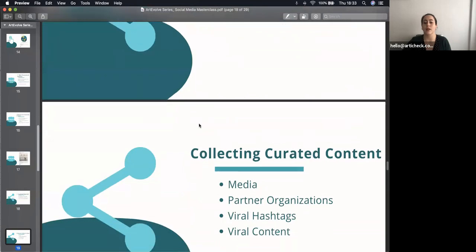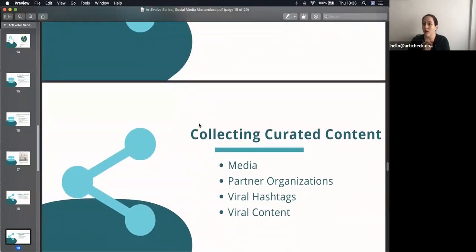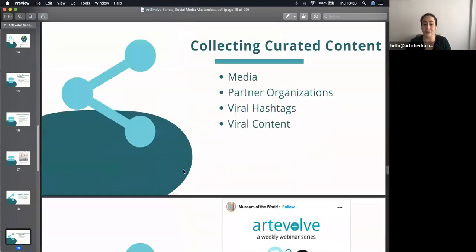Okay, so let's look at how that works. You can collect media articles and videos that you can share. You can share content from partner organizations. You can look through viral hashtags and share content from that, or look through viral content and share content from that. Okay, so we'll definitely see some examples of this later on.